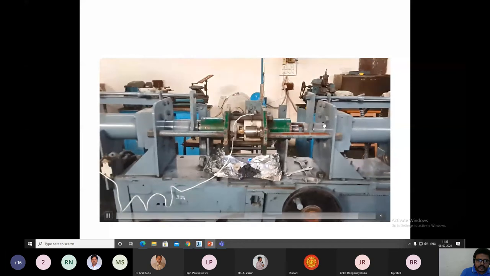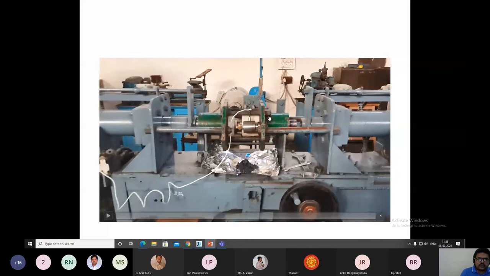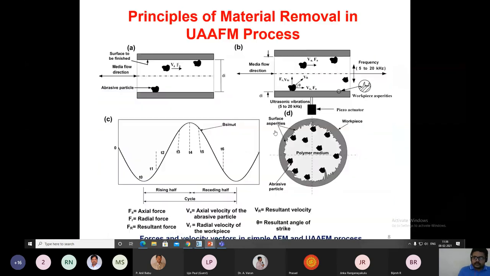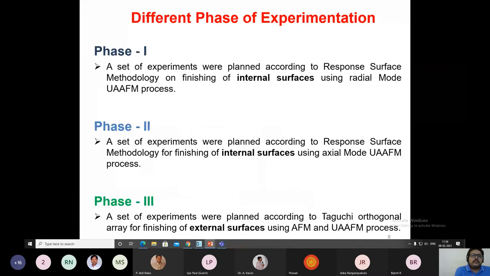So I'll skip these principles. Let us go to the design of experiments directly. I just want to show my work because I want to explain how the product and process differ in your plan and how this DOE helps you to improve your product or process. Let us see my experimentation and plan.